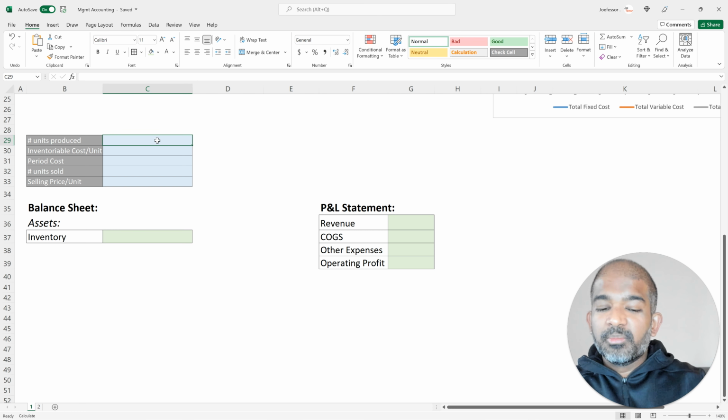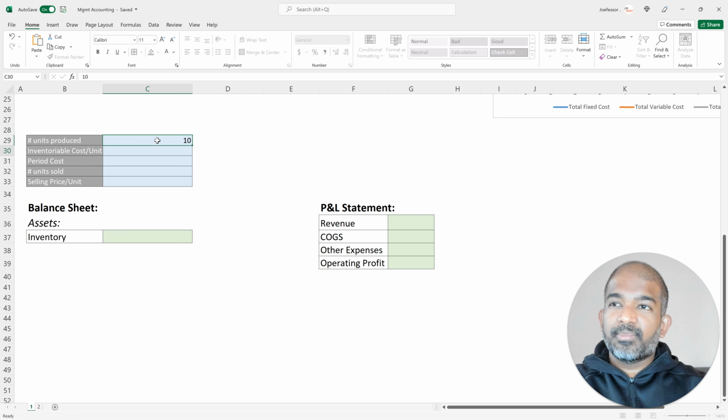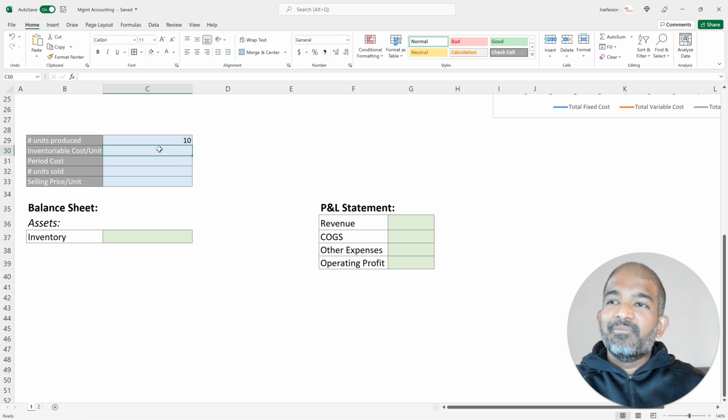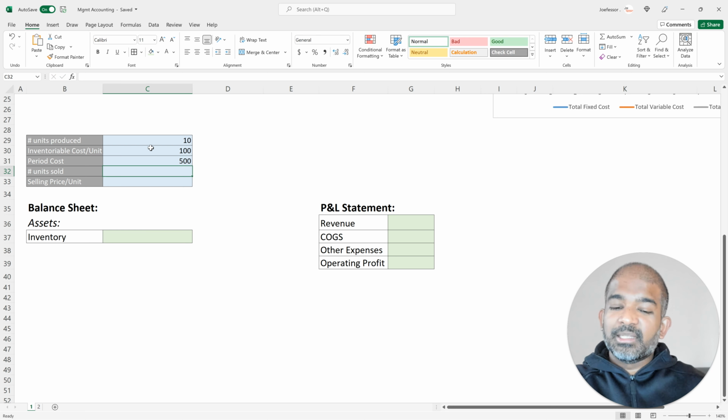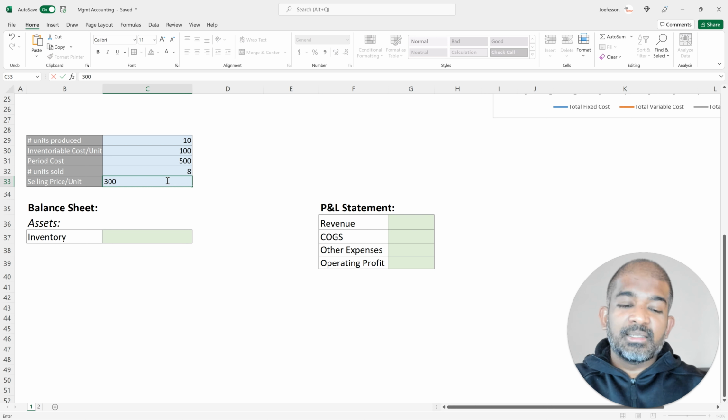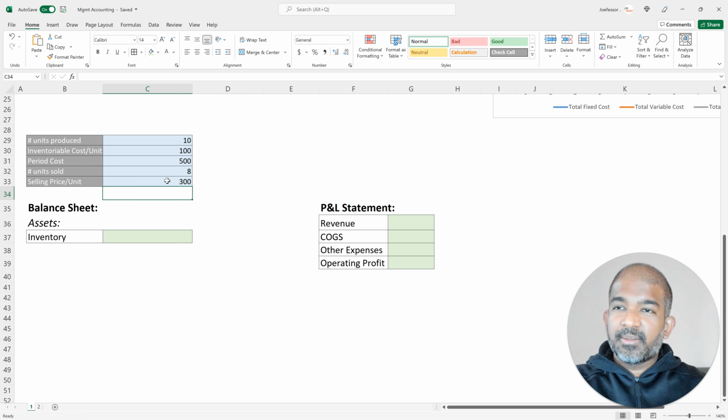Let's assume a firm produces 10 units of something. The inventoriable cost per unit, let's say, is $100. The period cost is $500. Let's assume that the firm manages to sell only 8 units during that particular period. Let's also consider that the selling price of this particular product is $300 per unit.